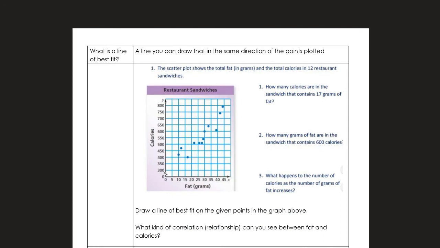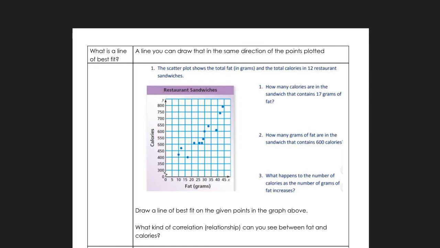All right, guys, we are on the back now, and we're talking about line of best fit. That is a line you can draw in the same direction of the points plotted. When you are drawing a line of best fit, the reason you're doing this is so that you can make approximations, you can make estimates based off of the data that is given, because this data is not continuous. This data does not have a continuous slope.